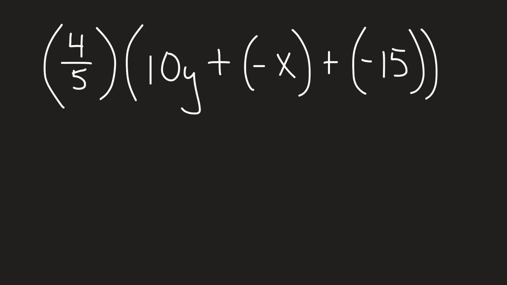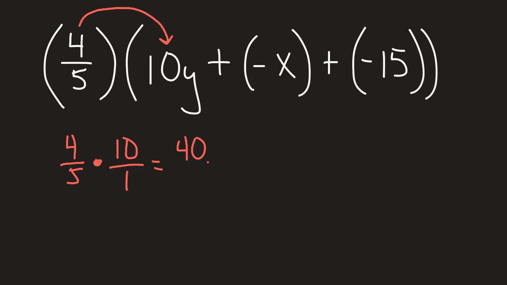Okay, so let's take this in pieces. We're going to multiply 4/5 times 10y. So 4 over 5 times 10 over 1 gives you 40 over 5, and 40 divided by 5 gives you 8. Now, we also need to bring the y along, so we'll have an 8y down here.